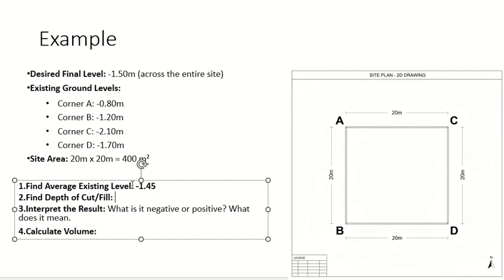So minus 1.5, which we want, and minus 1.45 we have. It will be minus. Okay, so if you write it in this way and you get a minus in the answer, that means you are doing cutting. So it's an easier way to remember.